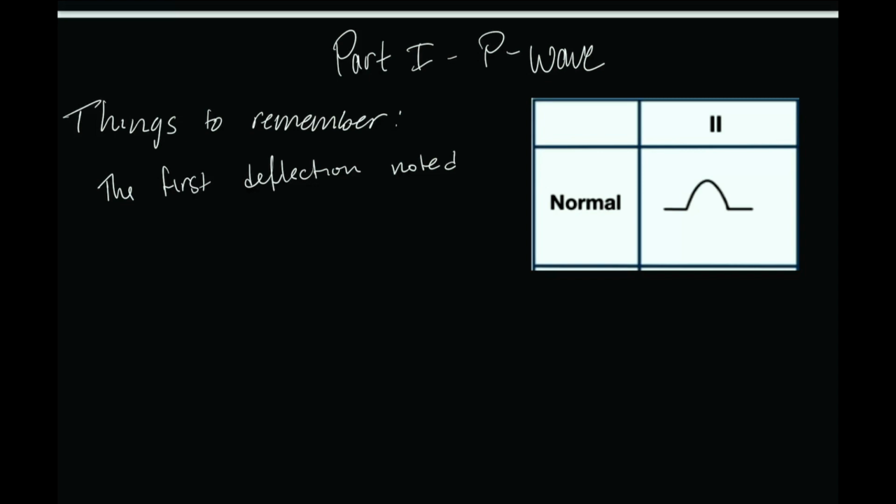And notice that this could be either a positive deflection or a negative deflection. Typically it is less than 120 milliseconds wide. Let me go here. It should be less than 120 milliseconds. And it's typically symmetric, although we'll see later on that that's not strictly true.